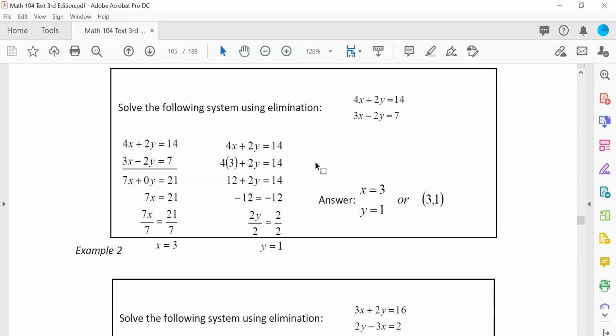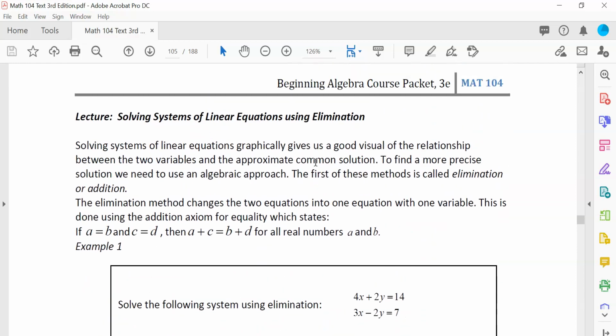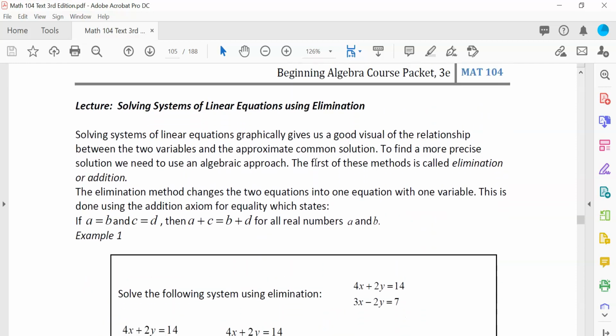In the next part of lesson 2.4, we're going to start solving systems of linear equations using the elimination method. Now, sometimes this is called the addition method in other books. They call it the elimination here. So if I say the addition method or the elimination method, you know what I'm talking about.